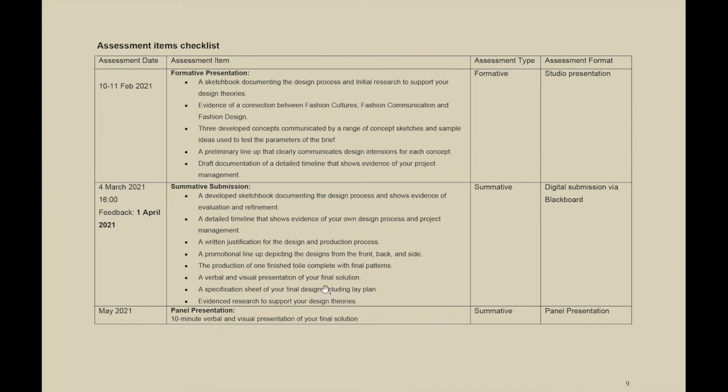Verbal and visual presentation of your final solution, which you will do here in May. A specification sheet for your final design, including lay plan. Again, lay plan is very important. Evidence research to support your design theories. So a sketchbook full of research for sure. And then, of course, in May, you'll have a 10-minute verbal and visual presentation of your final solution.